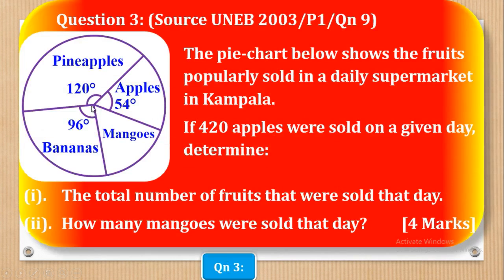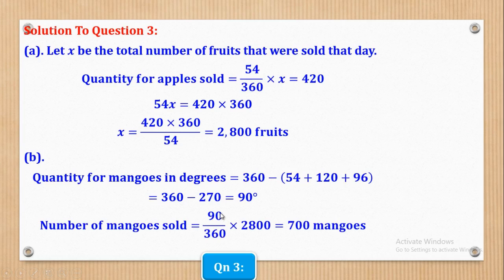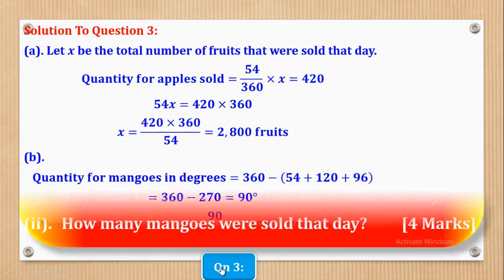So now that I've got the angle corresponding to mangoes, and we know the total number of fruits, which is 2,800, the number of mangoes sold that day will be equal to 90 over 360 multiplied by the total, which is 2,800, to come up with 700 mangoes. So basically that's what they wanted in part A and part B.